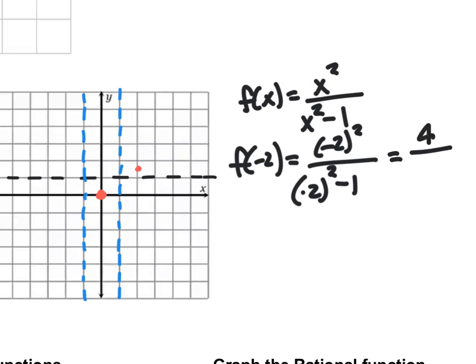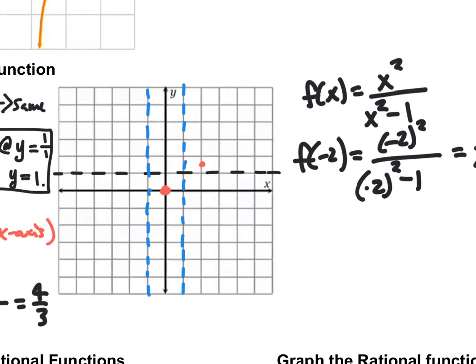What is that, 4 over 4 minus 1? So we get the same thing of 4/3. Okay, so I have a similar point over here of 4/3. Now, what I think is going to happen is this. I think we're going to approach the graph like this, and we're going to come up like that. And again, we're going to come up like this.